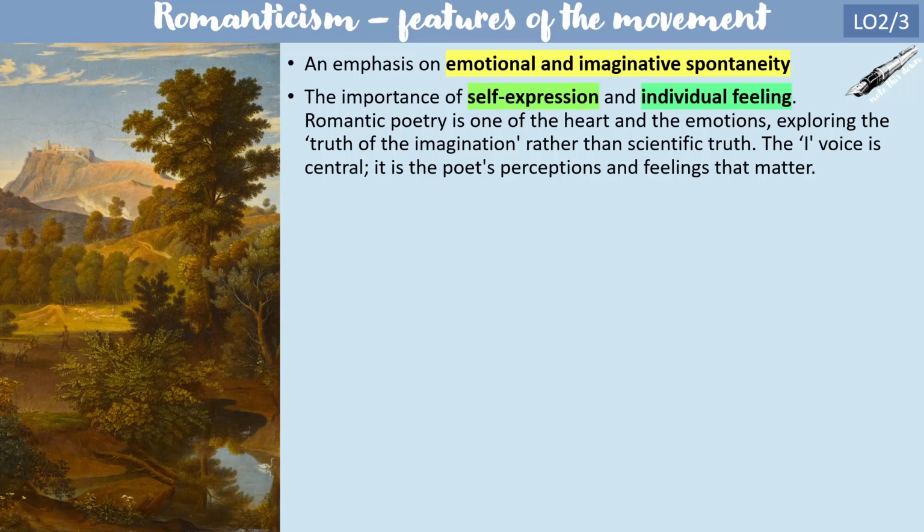As part of that, it's also important for the Romantics to explore self-expression and individual feeling. Romantic poetry is one of the heart and of emotions, as we've said, and is about exploring the truth of imagination rather than scientific truth. It's more of a subjective view of the world than an objective view of the world. We have the eye of the poem and the voice being absolutely central. It's the poet's perception and feelings that are the most important, as an everyday man, everyday observer looking out into the world.